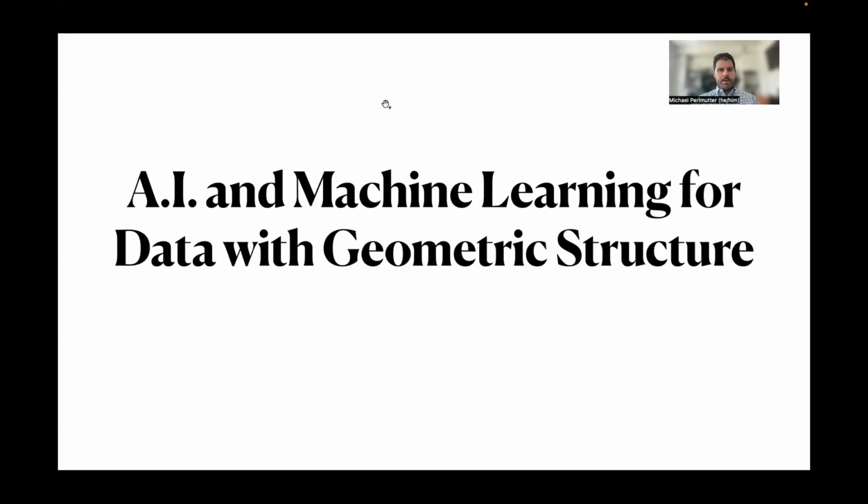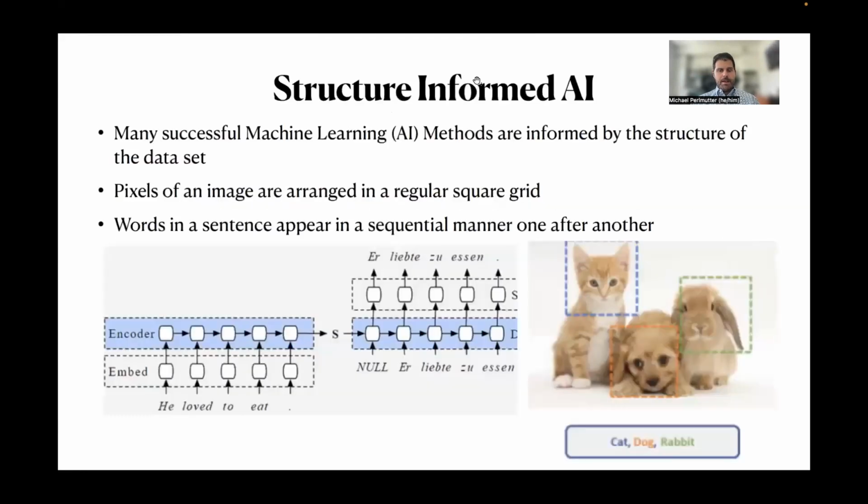Hello, everyone. I'm going to be talking about AI and machine learning for data with geometric structure. At a high level, the idea is that many successful machine learning algorithms are informed by the structure of the data sets. For images and computer vision, many of the successful algorithms, such as convolutional neural networks, are designed to exploit the fact that the pixels of an image are arranged in a regular square-like grid. In a different line of work, for natural language processing, many of the successful algorithms exploit the fact that the words in a sentence appear in a sequential manner, one after another after another.